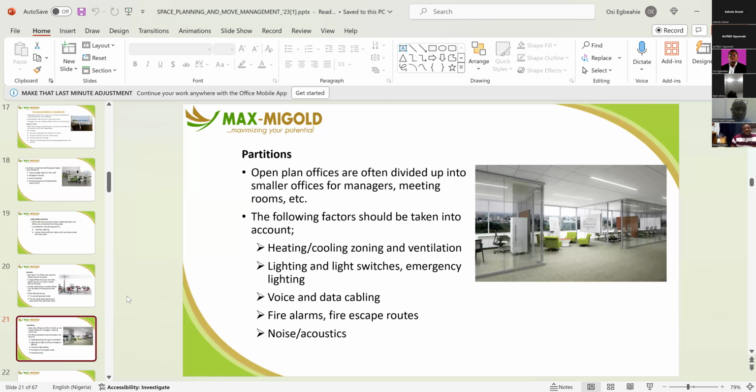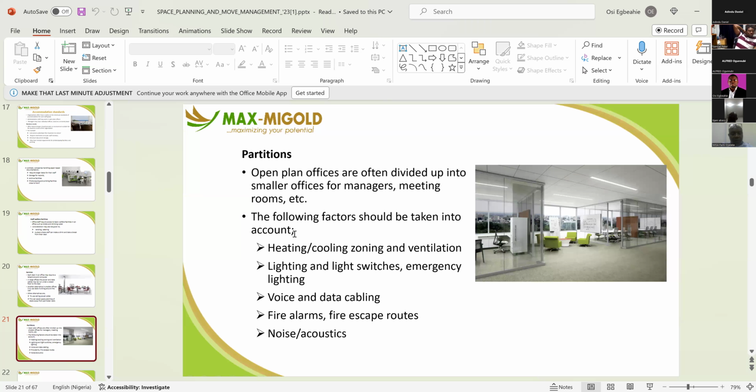Partition. Open offices are often divided into smaller offices for managers and meeting rooms, etc. Also, the following factors should be considered and taken into account when you are doing the office partition, when you are breaking the office into different partitions for managers, or to create smaller offices or small enclosed offices.